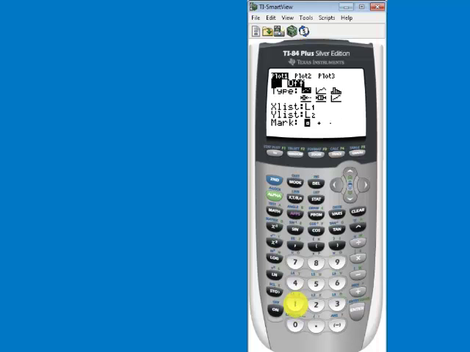And we just want to make sure we're looking at the same thing. So second button, Y equals button, number 1 to adjust this. And press enter for on to turn the stat plot on.